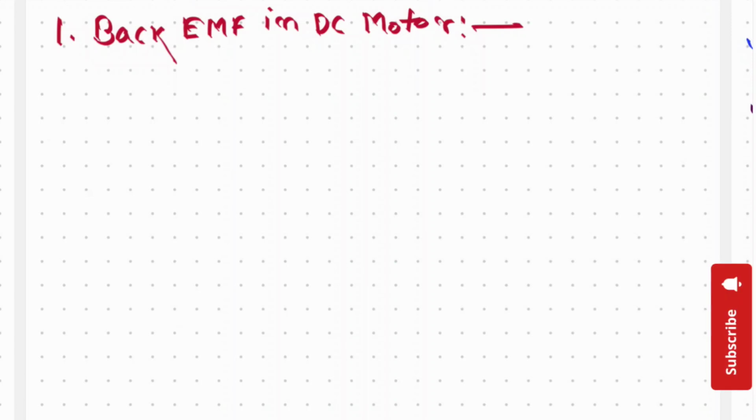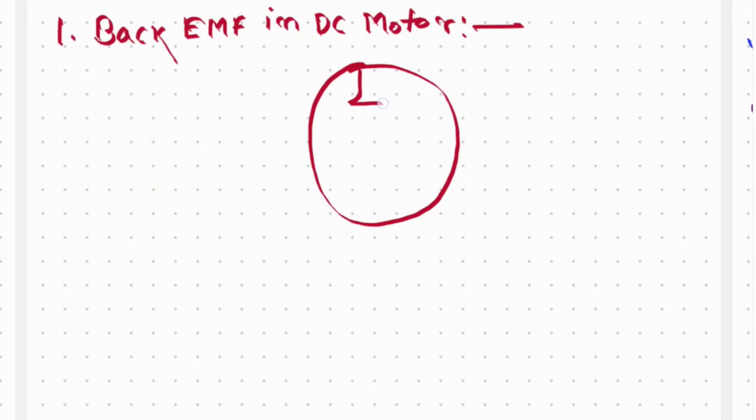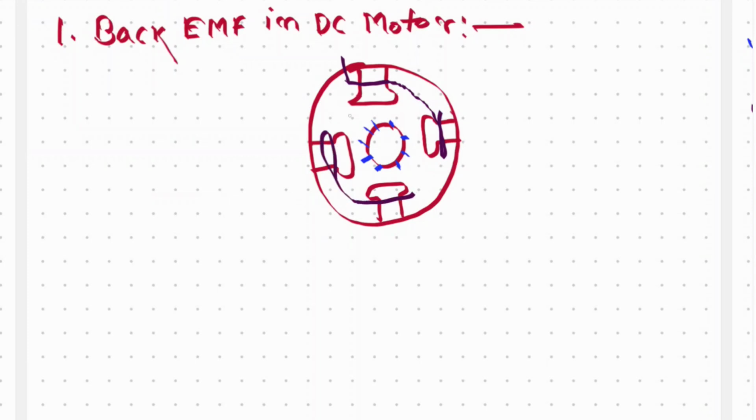By using a diagram we will understand this. Suppose these are the poles. This is a 4-pole machine. We have considered a 4-pole machine, and in between there is the armature, and these are the armature conductors. So these are the 4 poles, and because of that there is a rotating magnetic field.